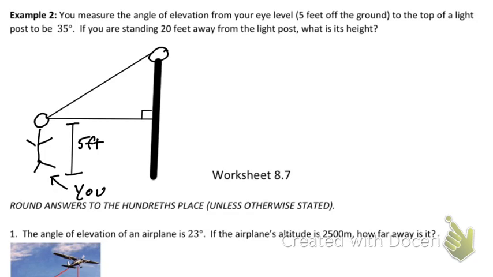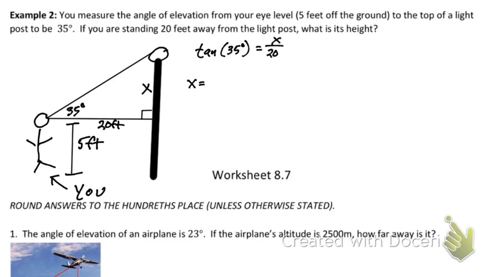So let's continue on. It says that looking up is 35 degrees. And we know we are 20 feet away. And we're looking for the height of the post. So I'm looking for that X right there. Well, this once again will be a tangent problem because it is opposite over adjacent. So we would say the tangent of that 35 degrees equals opposite over adjacent.